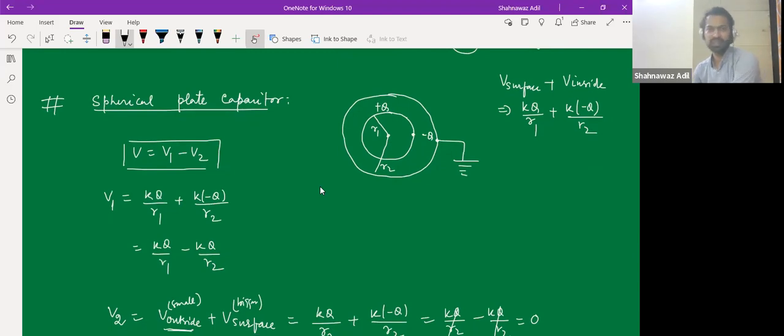So we have the parallel plate capacitor, then we have the spherical capacitor, and then we have the cylindrical. The last one we will do is the cylindrical.